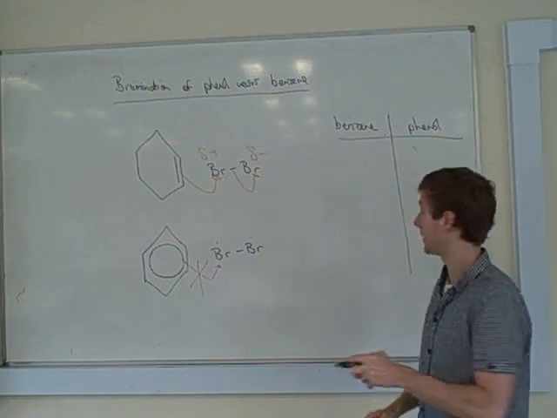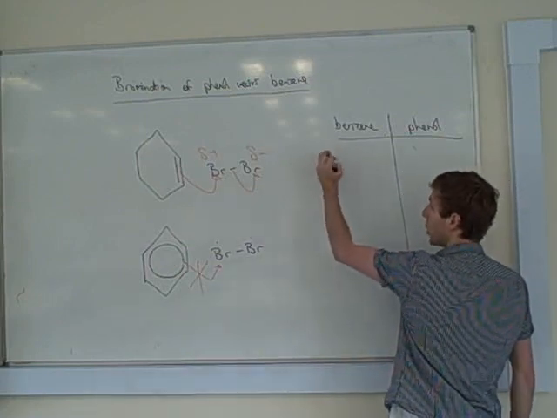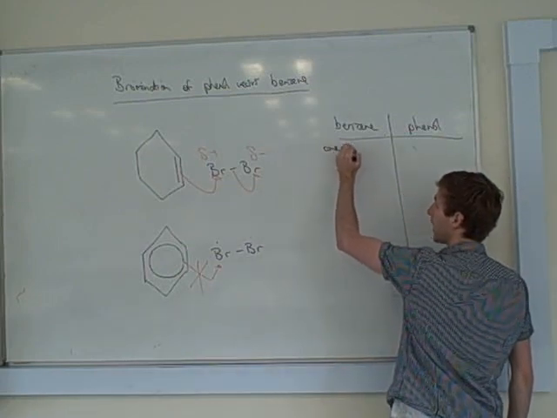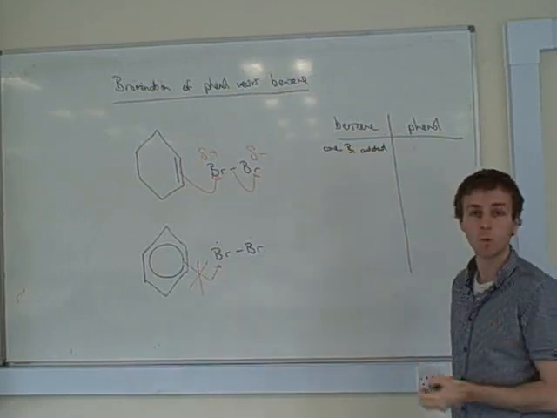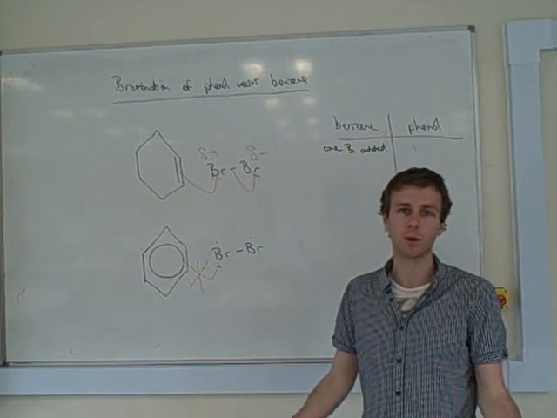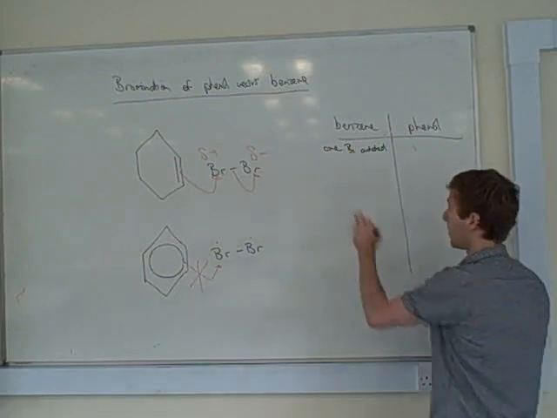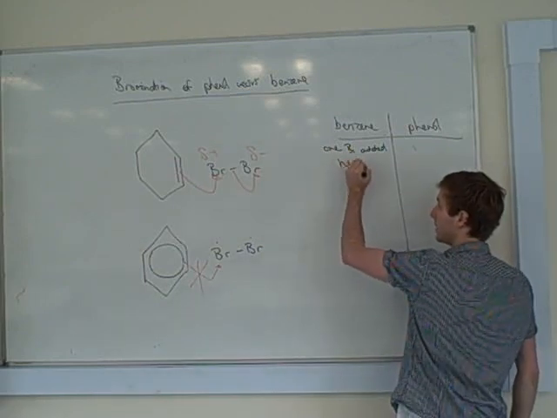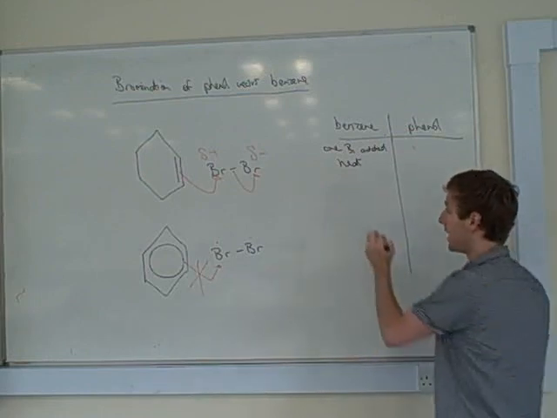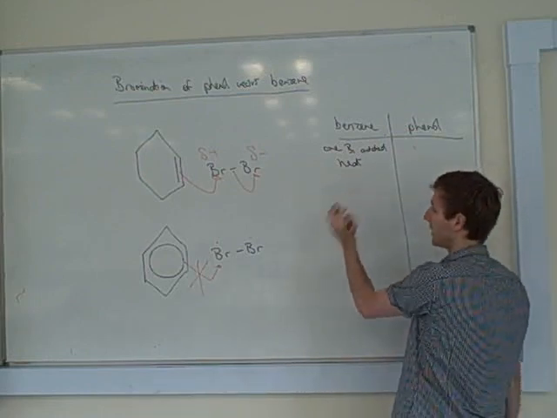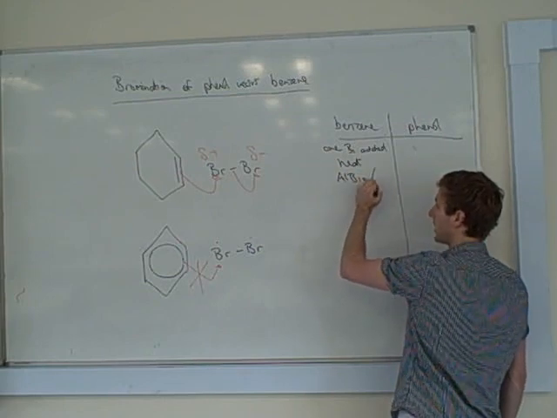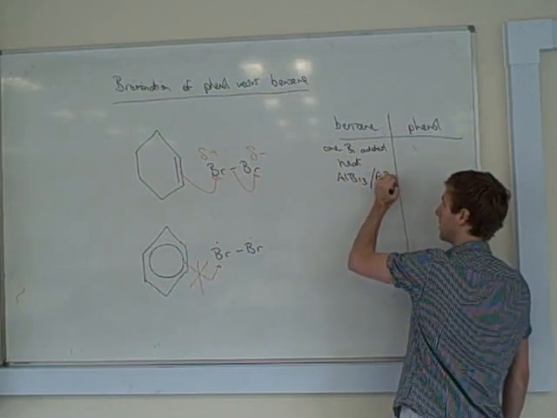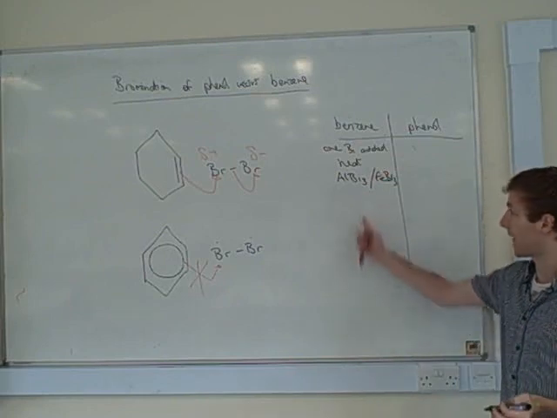Because of this, when we brominate benzene, we only get 1 Br added at a time. You end up with bromobenzene. You wouldn't end up with tribromo, just 1. We need to heat it to make this reaction happen, and we need to use a halogen carrier. If I was adding bromine, I could use AlBr3 or FeBr3. Okay, so a halogen carrier.